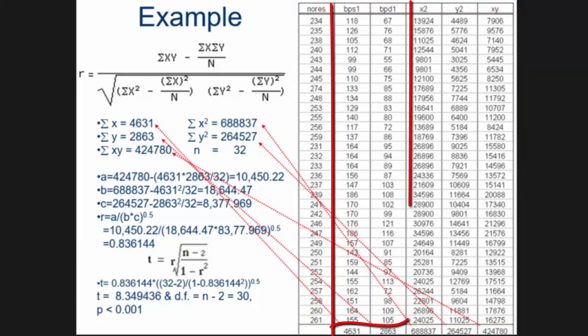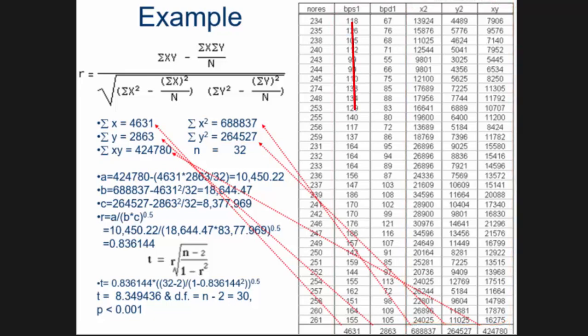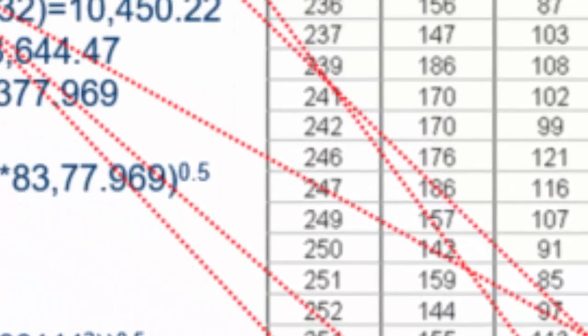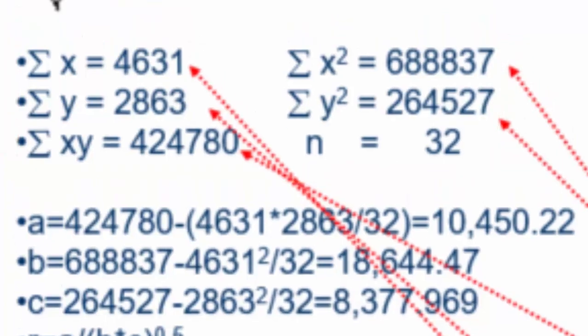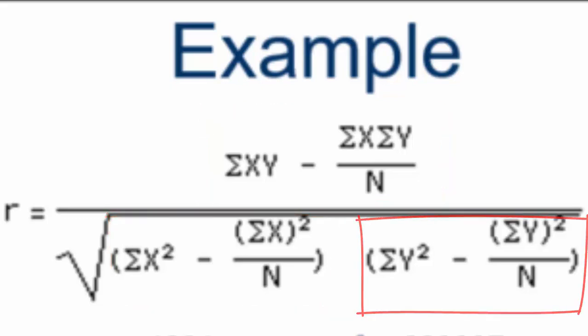So in exam, if I give you only these two, this one, you have to calculate. You sum up the x, you sum up the y, you sum up the x squared, you sum up the y squared, you get the answer at the bottom. All these answers at the bottom, you pull and put it here. Sum of x, sum of x squared, sum of y squared, sum of xy, and n of 32. So remember, this is A, this is B, this is C.